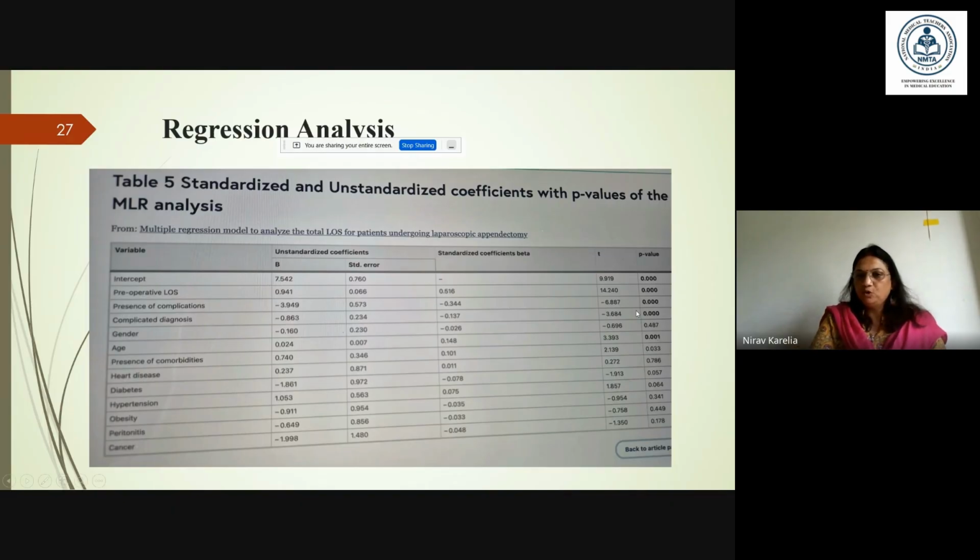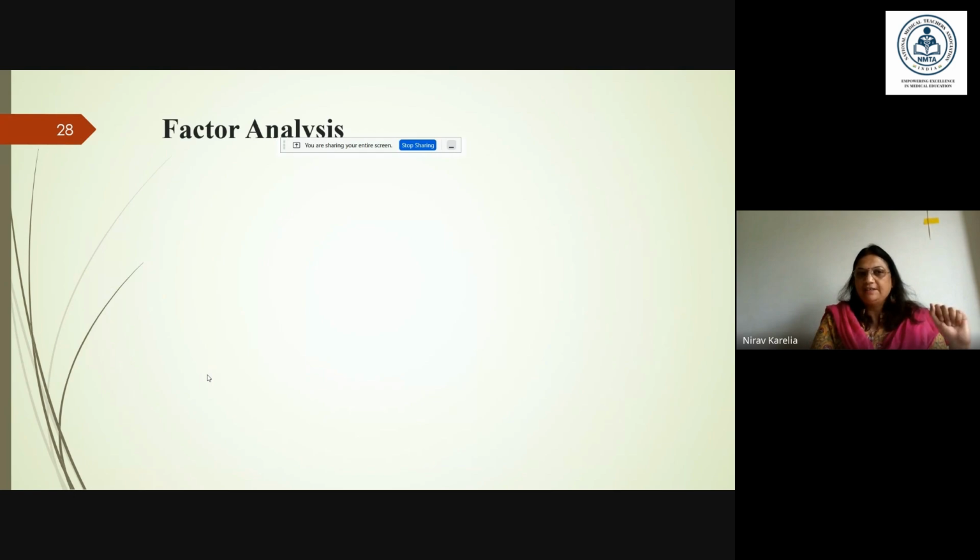Suppose here 0.01. Okay, this complicated diagnosis. Then this one, age important, presence of complication. So I have considered these variables or factors to be more important to determine hospital stay as compared to other variables. So this is the interpretation of this table. So this is about the regression analysis.